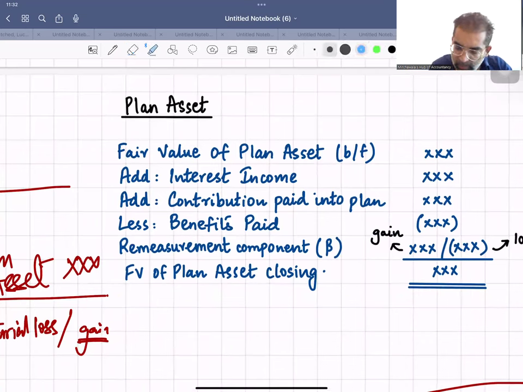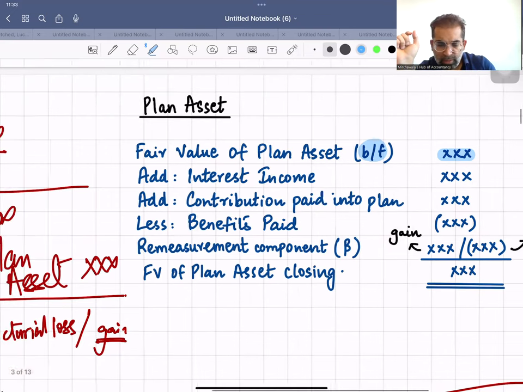So first of all, we'll write fair value of plan asset brought forward. Write one thing in your notebooks, this is the instruction of IAS 19: plan asset is always recorded at fair value. Okay, now this is the opening balance.